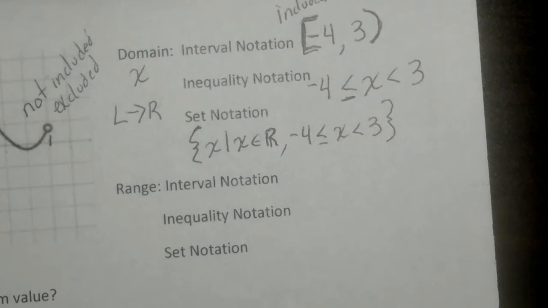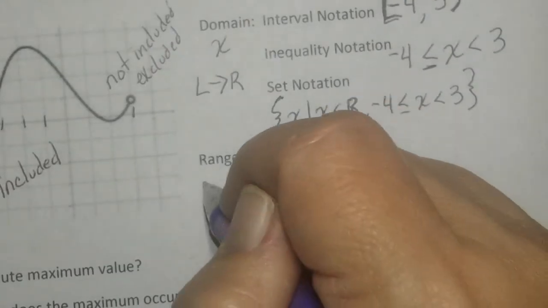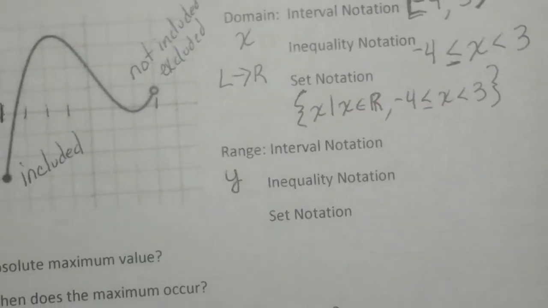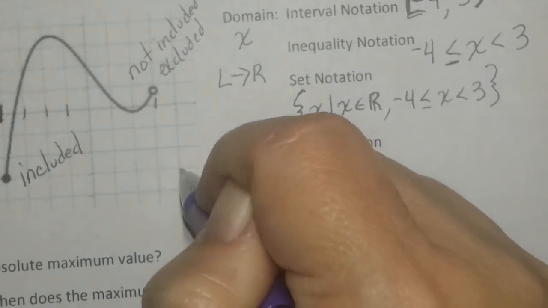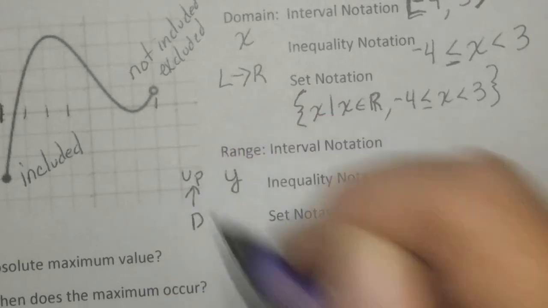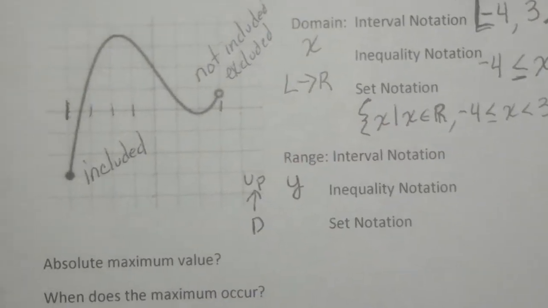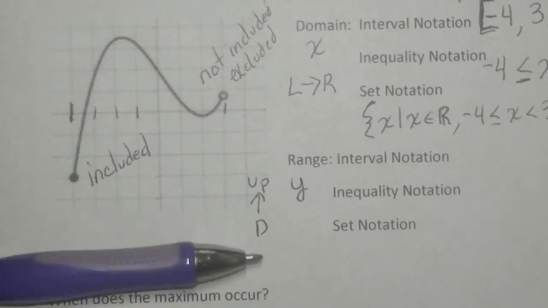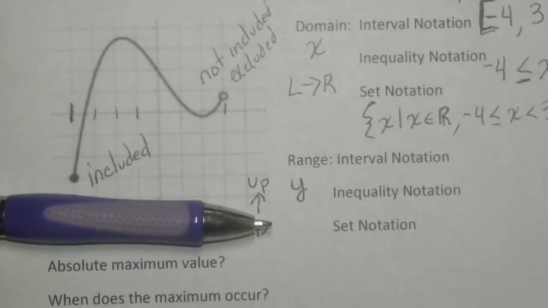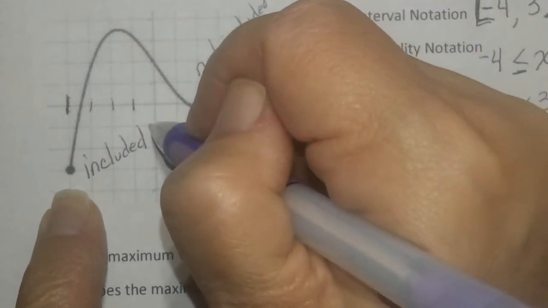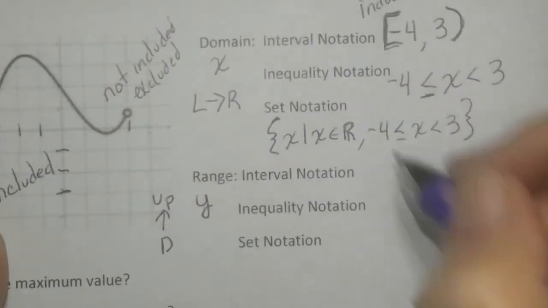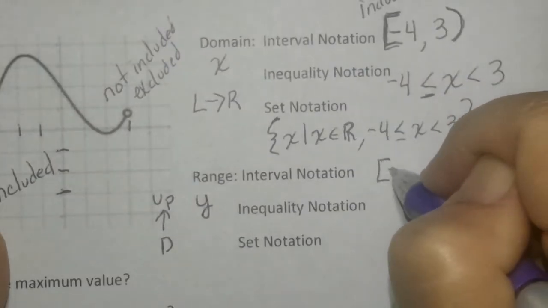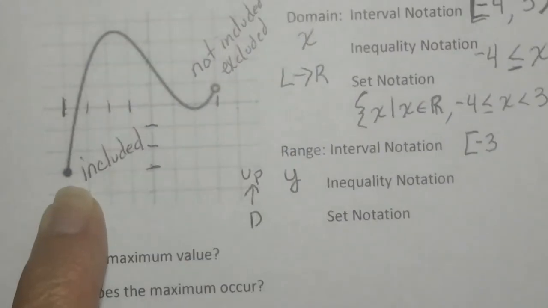Alright, when we go to look at the range of a function, the range is all of our y values. And your eyeballs want to start down and go up. So you want to start down and go up when you're looking at your range. So if I come here, my lowest point is at -1, -2, -3, right there. So for interval notation, I'll go -3, and I'm putting a bracket because that point has a colored in circle.